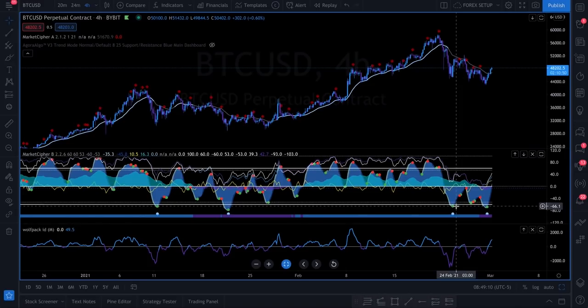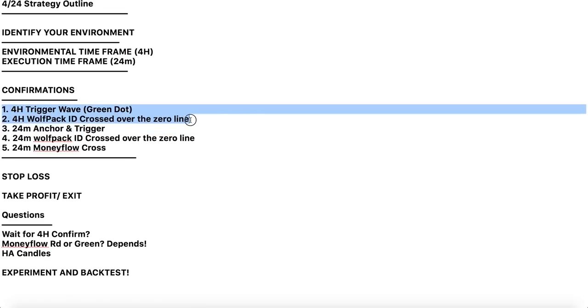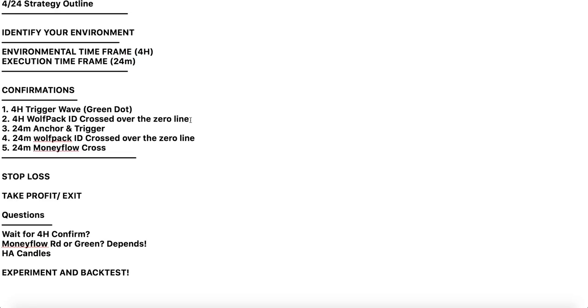However, I don't necessarily recommend that to people who are new, because you want to make sure that you understand what you're looking for. You want to make sure that you're confident that momentum is moving in your direction. And if you do wait for the 4-hour to confirm, especially if you're new, you can be more certain that momentum is moving in your favor, okay? I just want to make that very clear.